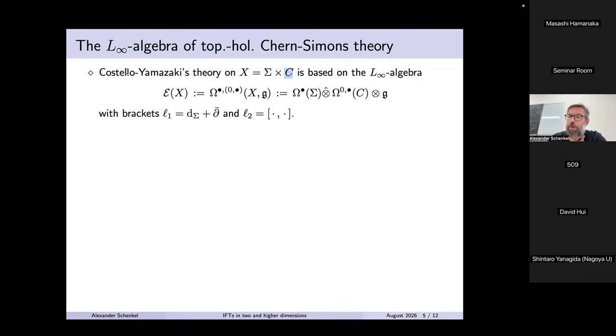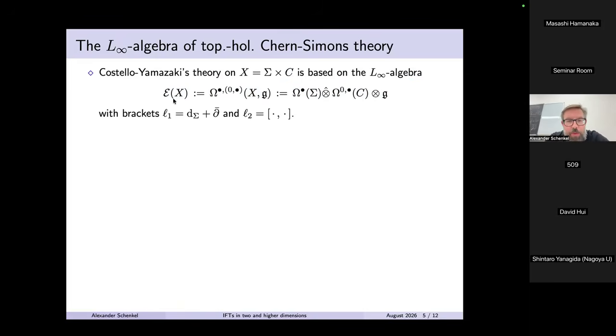You can describe this theory in terms of an L-infinity algebra. So the underlying graded vector space, or the underlying complex in this case, is given by the de Rham forms on Sigma, Dolbeault forms on the Riemann surface, tensor product of those. This hat here means a completed tensor product because these are Fréchet spaces, so you have to use the right tensor product to produce the right type of forms. And this G here is a choice of Lie algebra, modeling the structure group of the Chern-Simons theory.